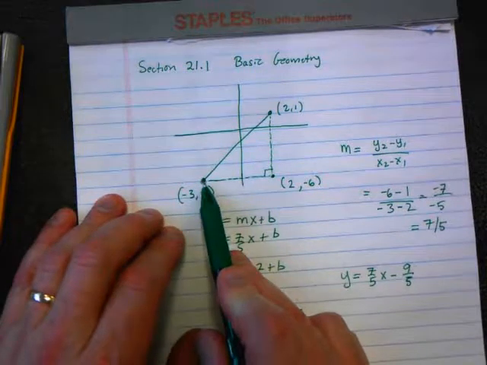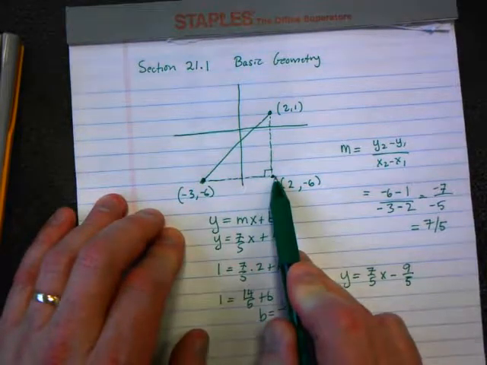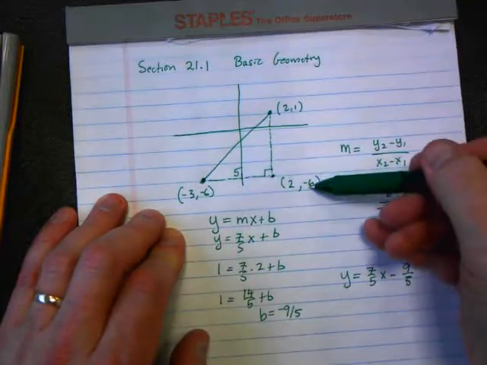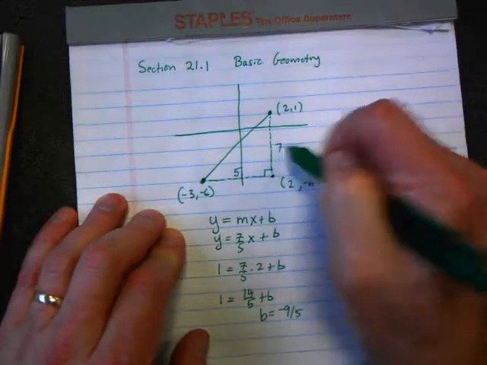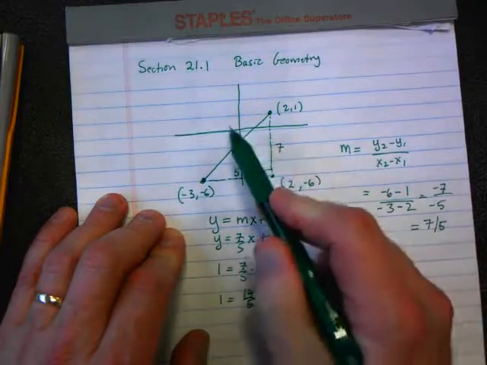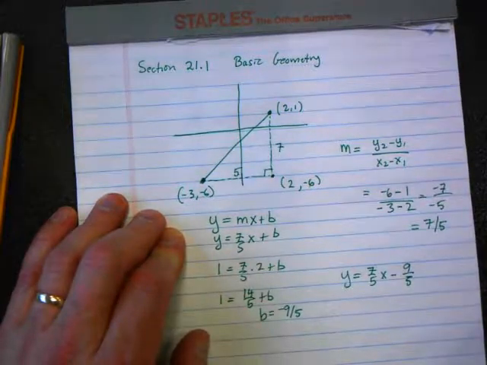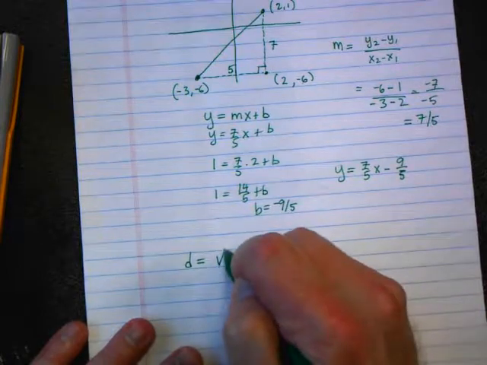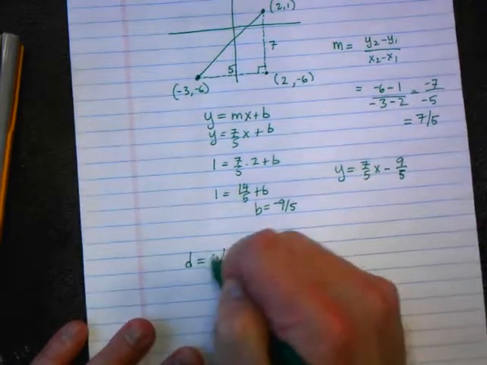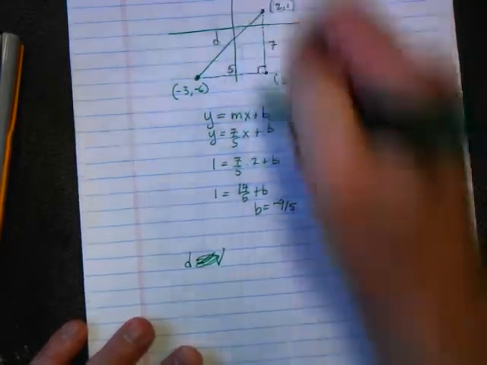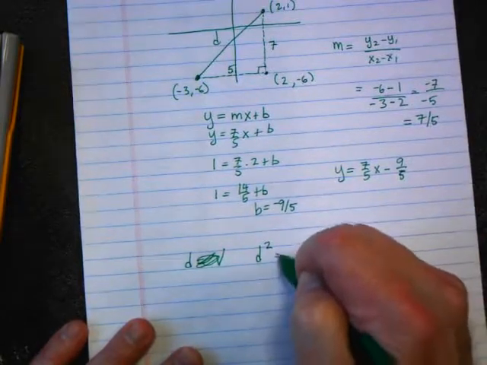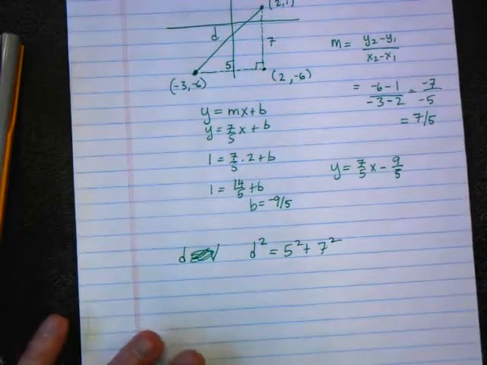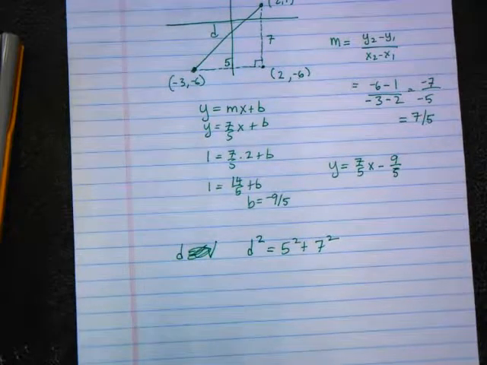What's the distance from -3 to 2? 5. And the distance from -6 to 1 is 7. So this is 5, this is 7. We can go talk to our buddy Pythagoras. If I call this distance, distance squared would be 5 squared plus 7 squared. So to find the distance, I would take the square root of both sides.